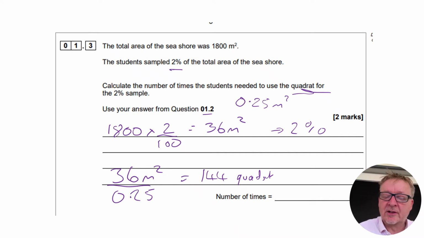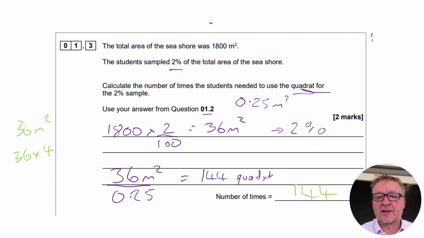You could also do it in a similar way, I'll just do it in a different color. If you've got 36 meters squared, and each quadrat is a quarter of a meter squared, you could do 36 multiplied by 4, which gives you the same answer. Don't forget, write your answer on the answer line.